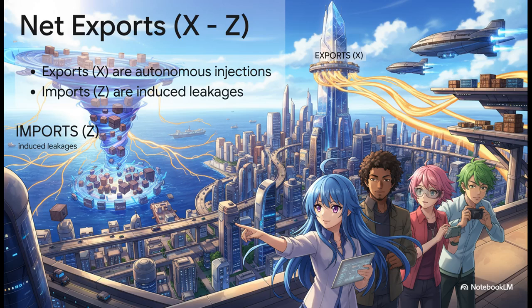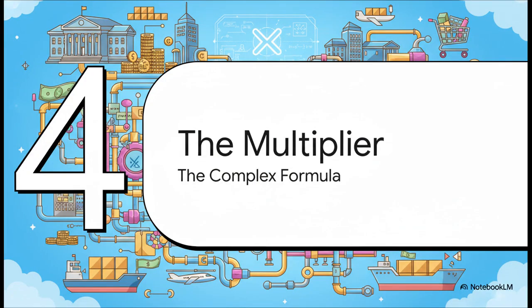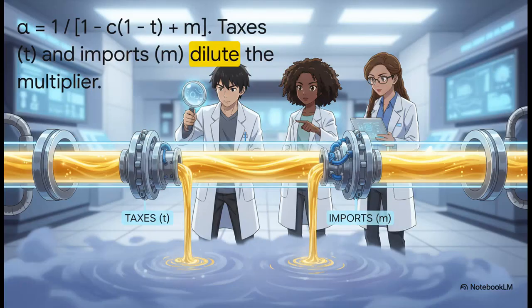That's why import spending rises systematically with Y. Section 4. The complex multiplier. All right, having installed government spending, taxes, exports, and imports, it's time to assemble the ultimate blueprint of our economic machine. Here is the fully expanded multiplier algebraically.